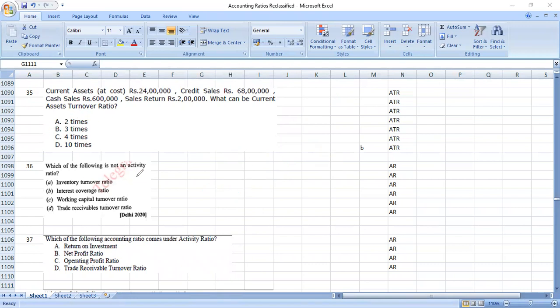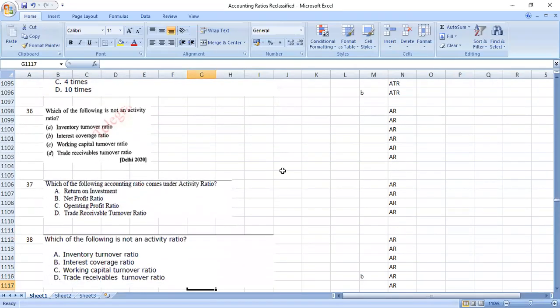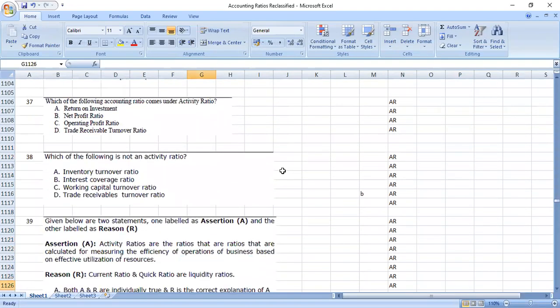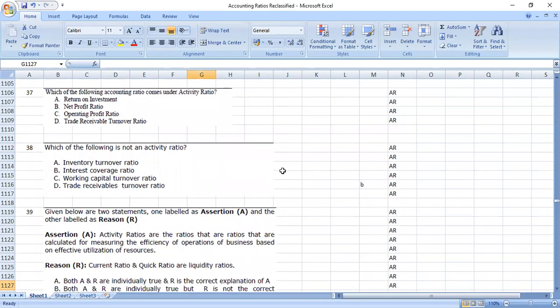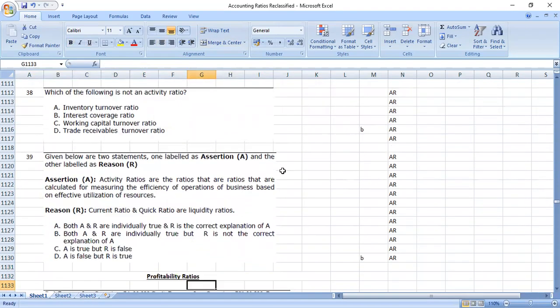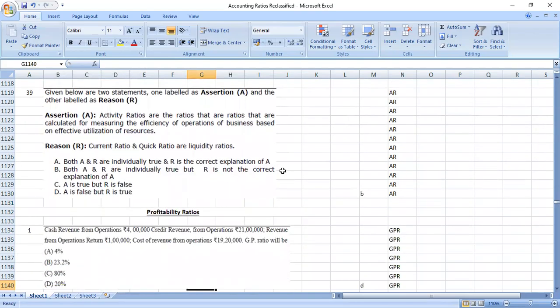Which of the following is not an activity ratio? Interest coverage ratio, which is a solvency ratio. 37th question. Which of the following accounting ratio comes under activity ratio? Trade receivable turnover ratio. Which of the following is not an activity ratio? Interest coverage ratio. 39. Activity ratios are calculated for measuring the efficiency of operations of the business based on effective utilization of resources. A is exactly true. Current ratio and quick ratio are liquidity ratios. Reason is also true. Both are true, but they are not the correct explanation for each other.